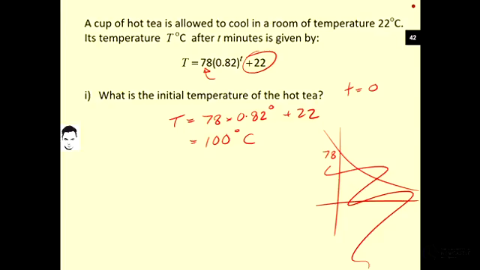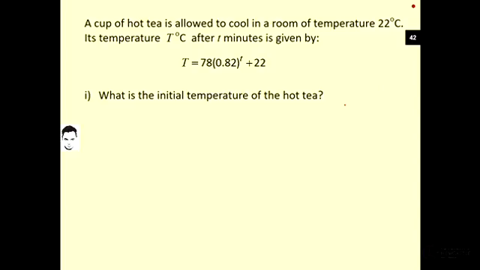Maybe this room is 22 degrees Celsius, and it'll approach 22. Okay? So that's why there's a plus 22. And again, we don't have to sketch it, but I like seeing it. What I'm saying here is, it's at 100, but it's approaching 22 degrees, because it's not going to go below room temperature.